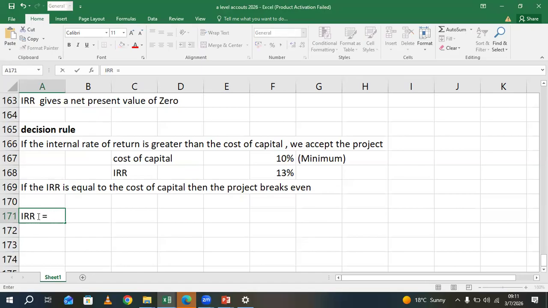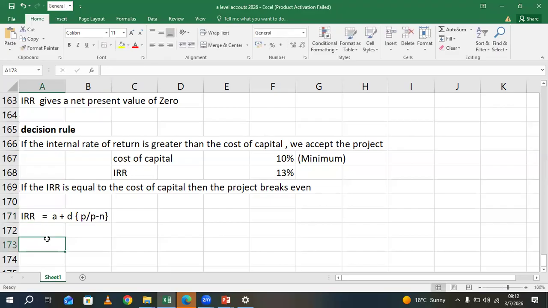So our IRR formula says that the internal rate of return is equal to A plus D, open bracket, P over P minus N. So what are these variables representing?